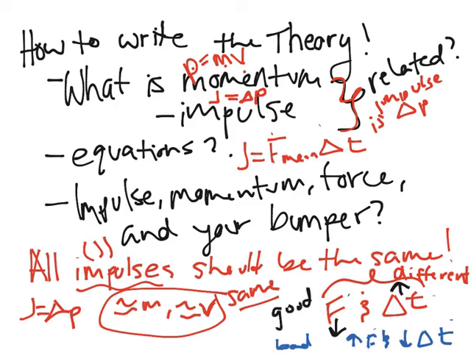So this is all of the theory behind your bumper. Your bumper needs to have a low force so it saves people, and therefore an increased amount of change in time. Its total change in momentum, therefore its impulse, should all be roughly about the same across your projects.